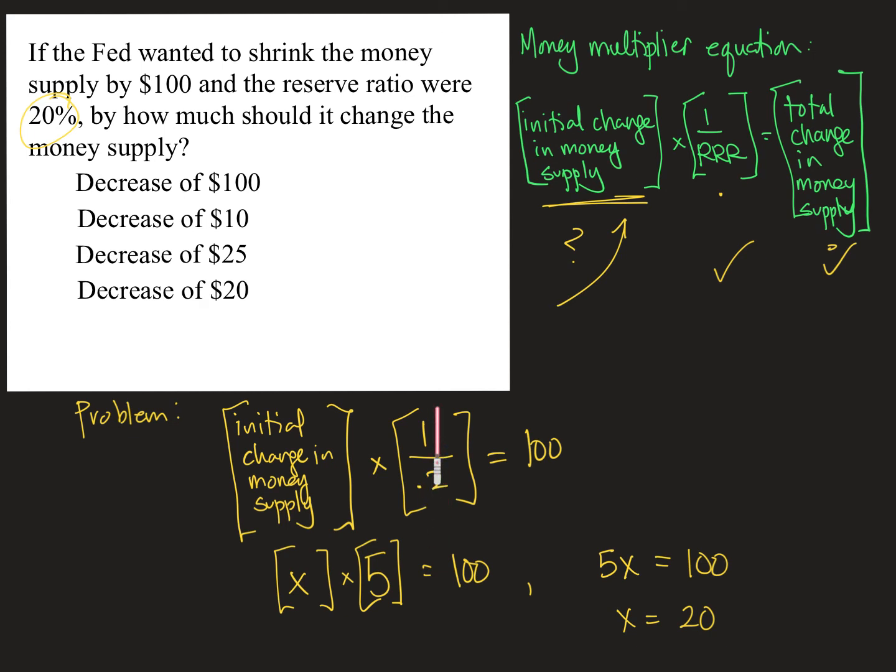and we plug in the 0.2 here, so our money multiplier is 5, 1 over 0.2, and we need that to equal 100. So we have this unknown, we'll call it x, times 5 equals 100, so 5x equals 100. Rearranging terms slightly, let's divide both sides by 5, and we get x equals 20. So they need to reduce the money supply by $20, and the ripple effects of banks having to reduce their loans, etc., will mean the money supply decreases by 5 times that amount to 100.